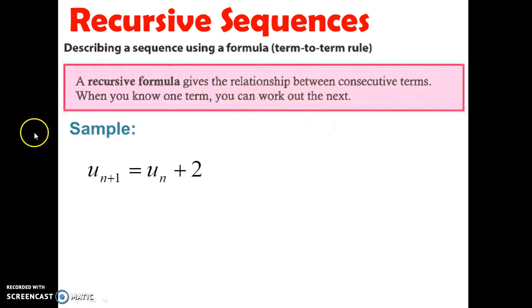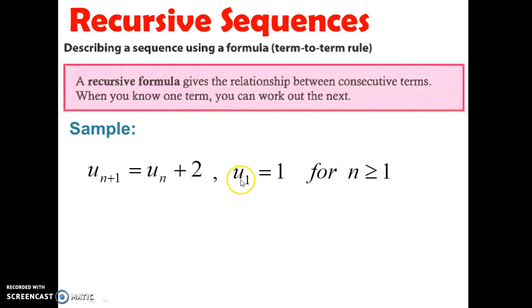So here's a sample. Look at how this is worded differently or expressed differently. So here we have u sub n plus 1 equals u sub n plus 2. Notice before the formula had u_n here, and then here it just had n. So if we plugged in a value of n or a position, we could get the value. But here, to get the value of some term, we need to know the value of another term right here. That's how recursive works.